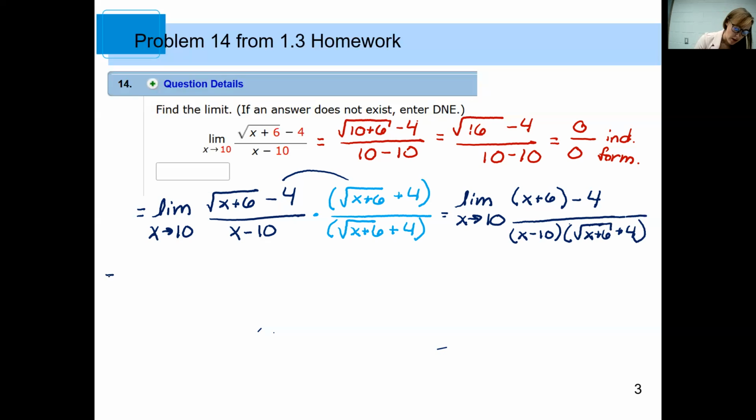Okay. And from there, now I'm looking at the limit as x goes to 10, and I'm going to combine some like terms. Negative 4 times positive 4, we get a minus 16 here. So then I have an x minus 10 when I combine the like terms in the numerator, and an x minus 10 in the denominator as a factor.